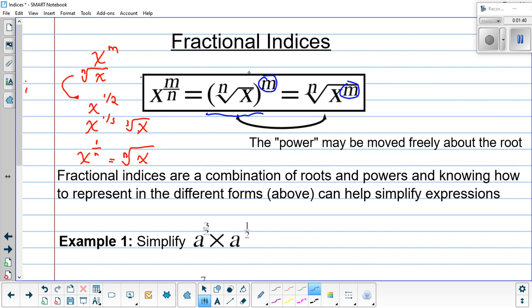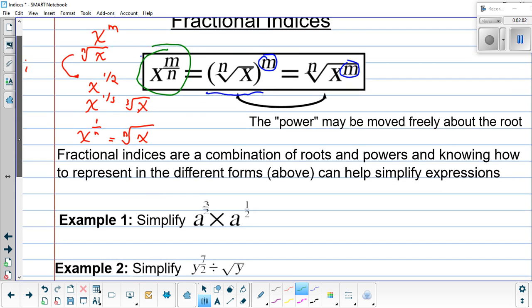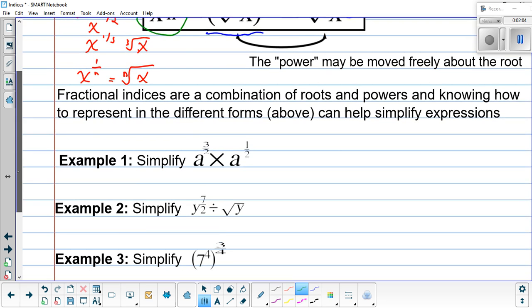So we have this combination, and a lot of the time it's actually going to be more advantageous to work in this form. Understanding that m is still our power, n is the root. If it's a square root, it's 2. If it's a cube root, it's 3. If it's a fourth root, it's 4, and so on and so forth. We're going to use that to simplify our expressions using a combination of our laws of indices.